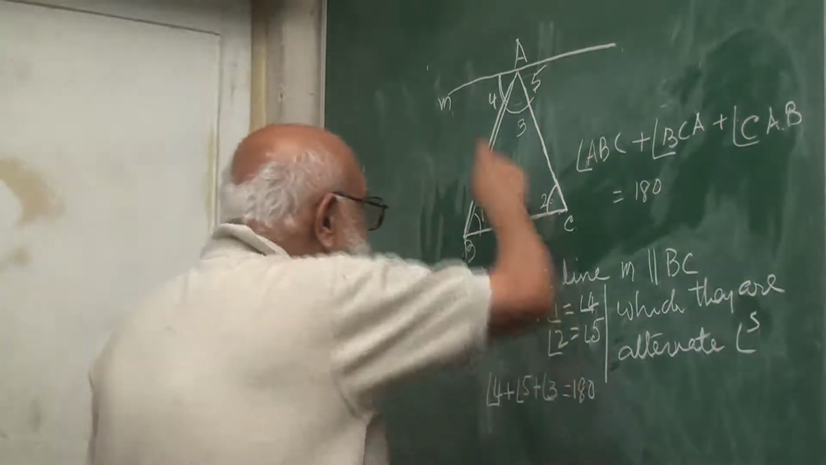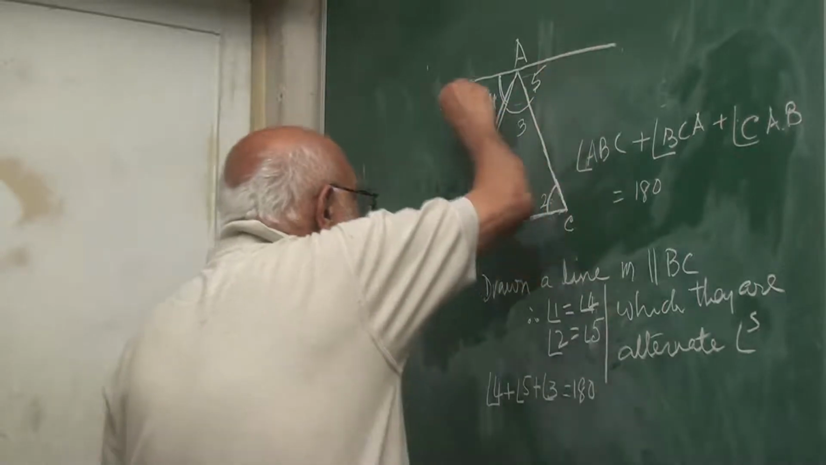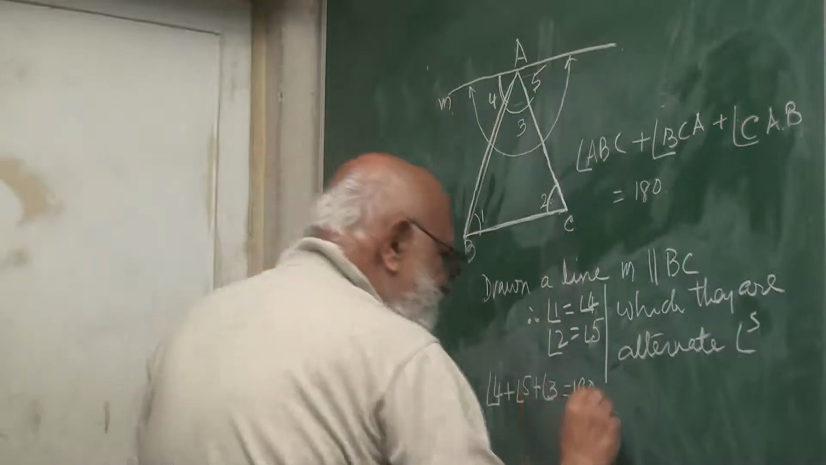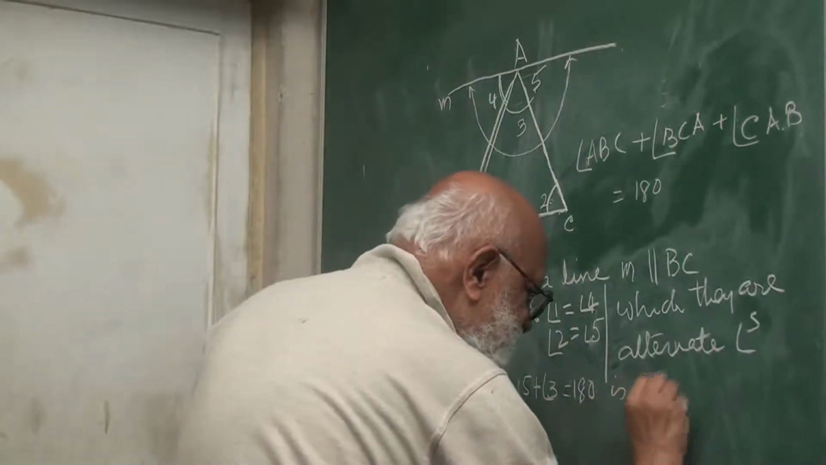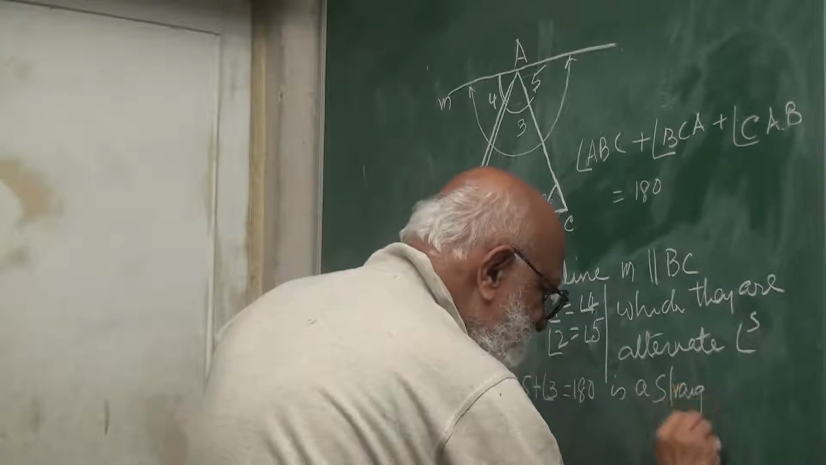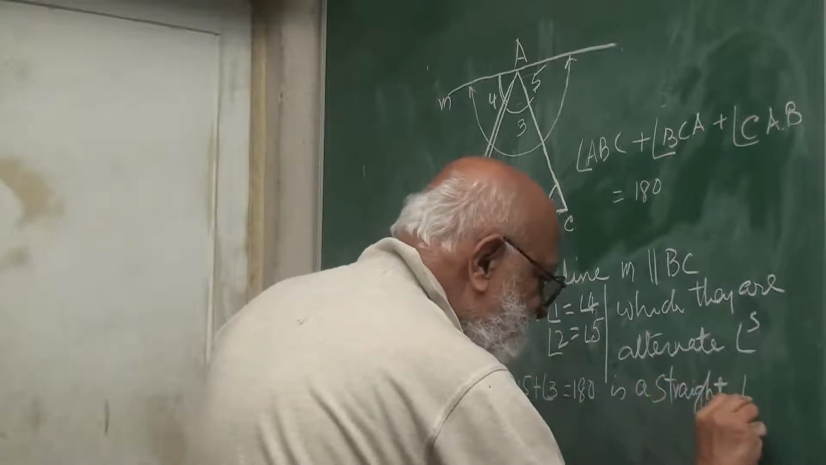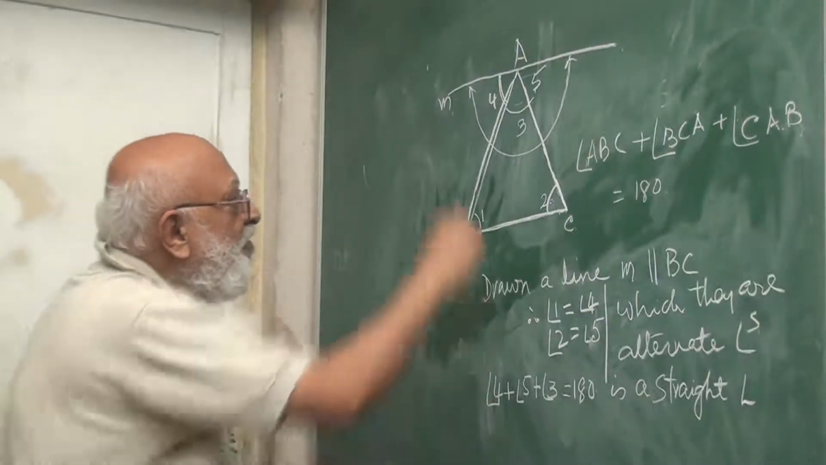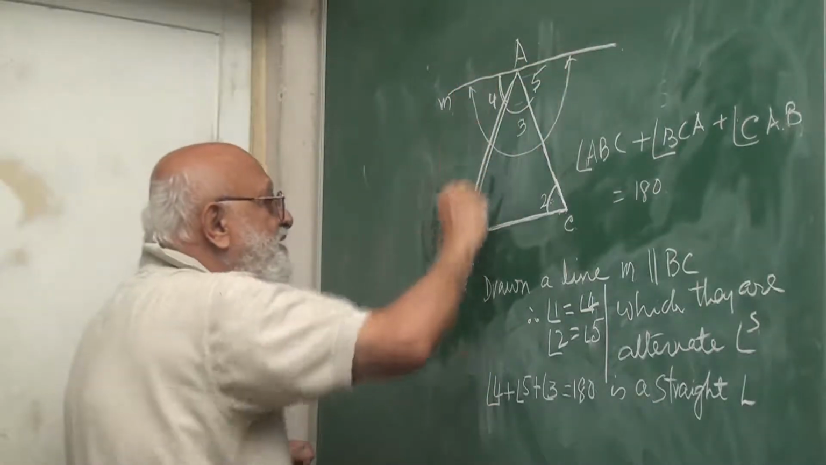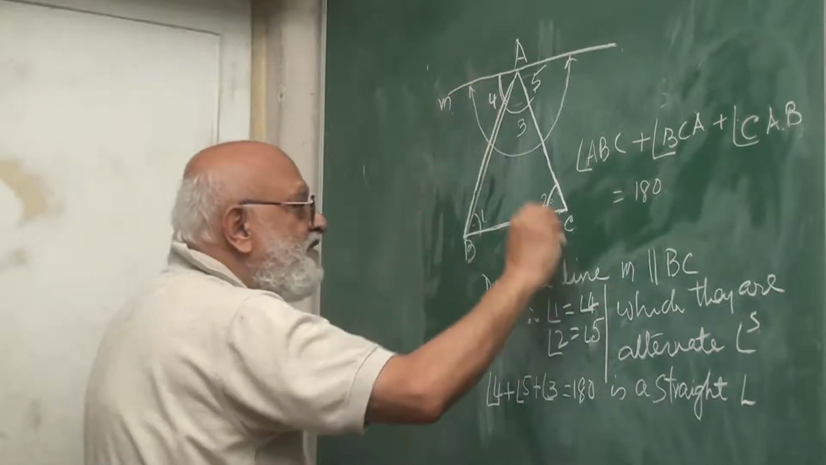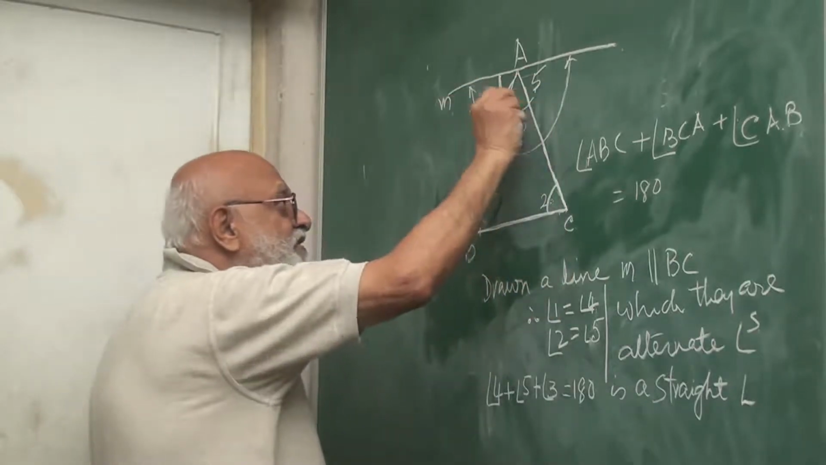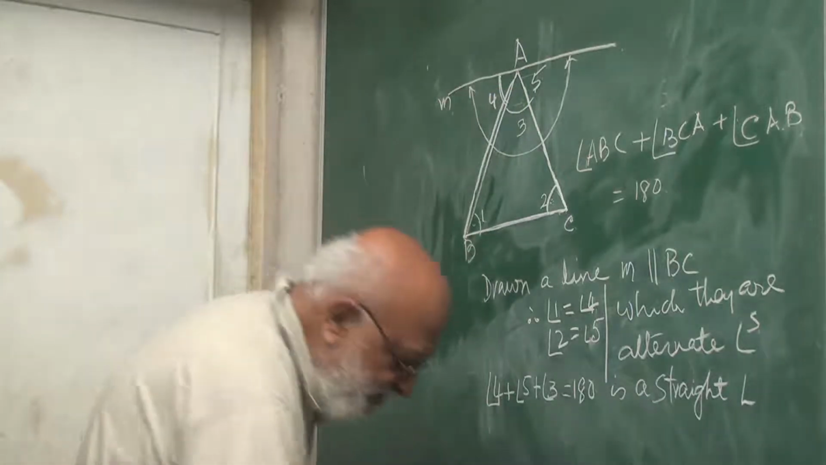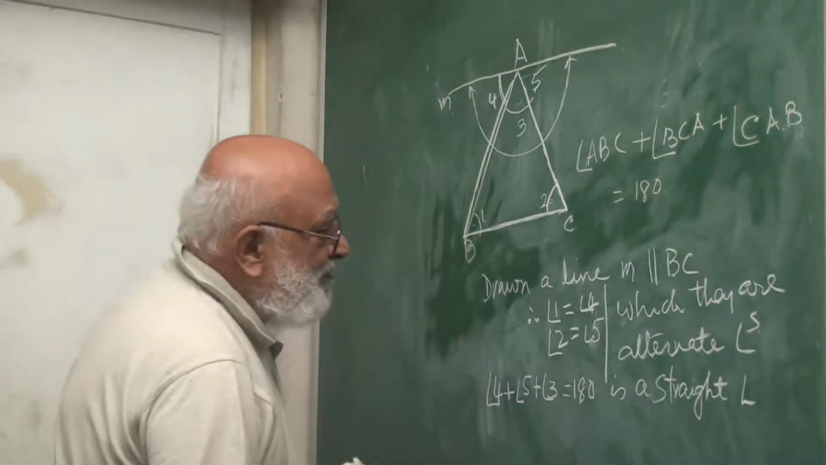Because this whole angle is a straight angle. Okay, so this is very simple. All I have done is draw a parallel and take advantage of alternate angles. 1 is equal to 4, 2 is equal to 5, and 3 was already there. So I have added them and this becomes equal to 180. Okay, so this is over.